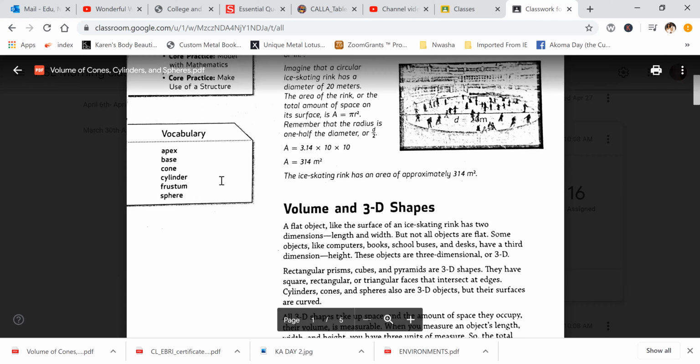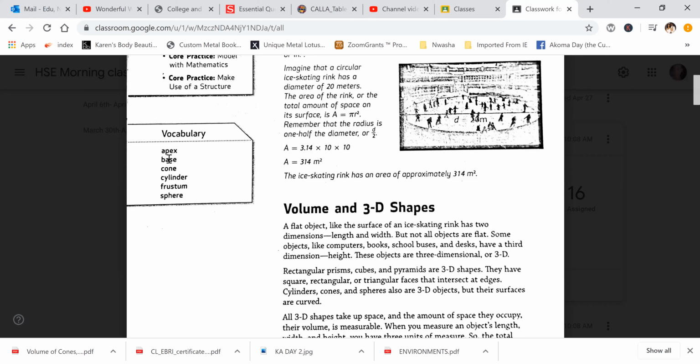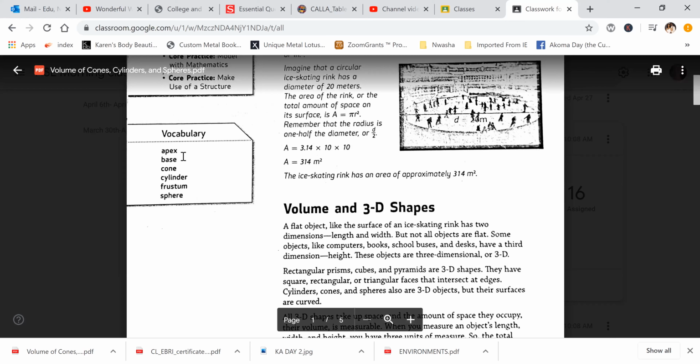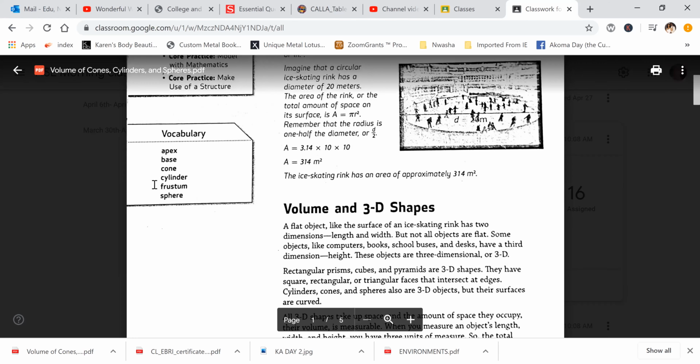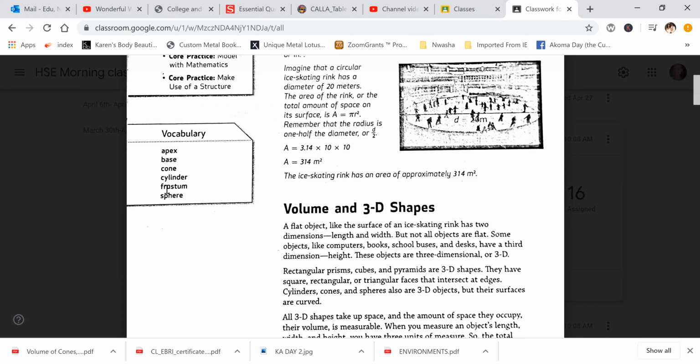Here we have some vocabulary, and I was looking for this vocabulary word yesterday, which was the frustum. We have apex, which is the same as the last textbook and Math Is Fun. Base, cone, cylinder, frustum, and sphere. So the frustum is the cutoff cone that we were talking about, if you have a cup or something like that.